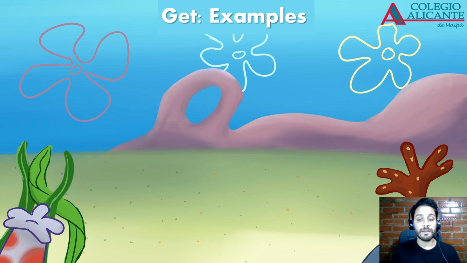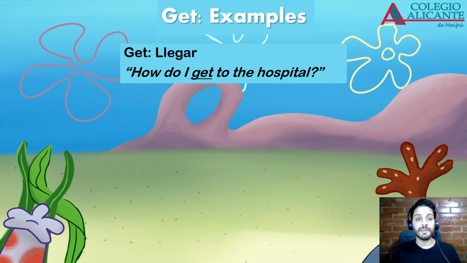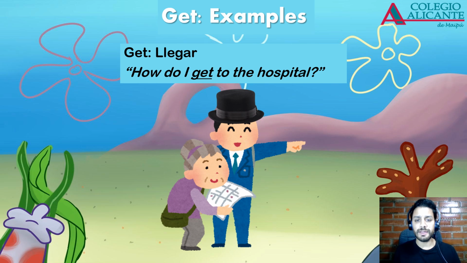The next example that we have here means llegar. If you are lost or looking for a place, you can say, hey, excuse me, I have a question, man. I'm lost and I need to get to the hospital. How do I get to the hospital? How do I get to a particular street? How do I get to the supermarket? How do I get to the school? You can use it for any place. So as in llegar. ¿Cómo llego? How do I get to this place? A very good use as well.